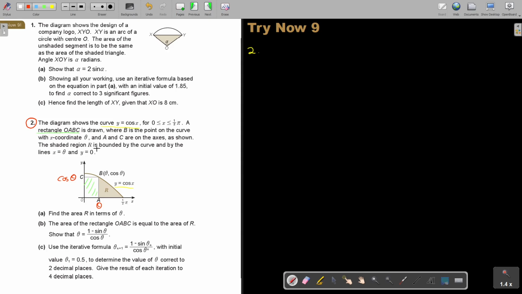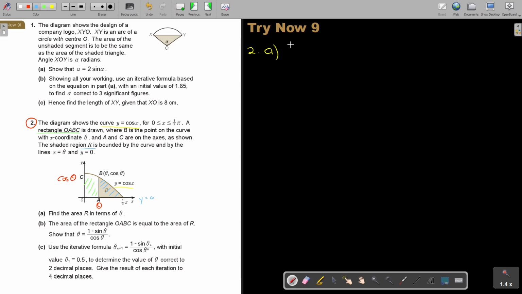The shaded region R, let's make that blue. The shaded region R is bounded by the curve and the line x equals there and between there. Remember, this is always y is equal to 0, it's the x-axis, but the equation is y equals 0. Okay, now I'm going to start. Number A. Find the area R, so I think we're going to do R in terms of theta.